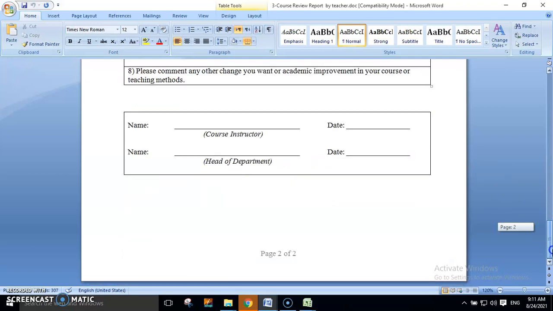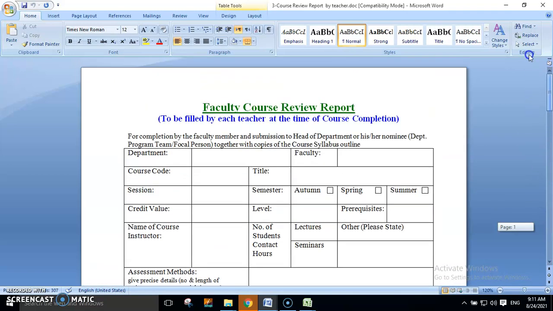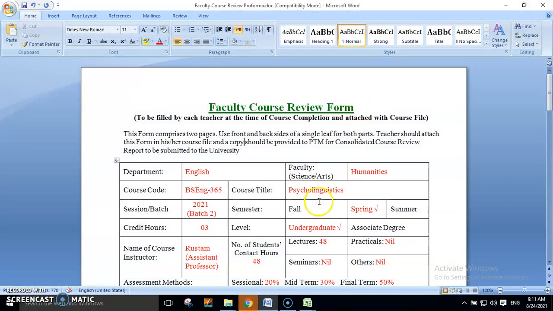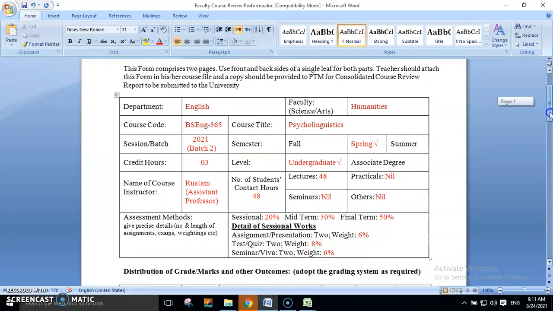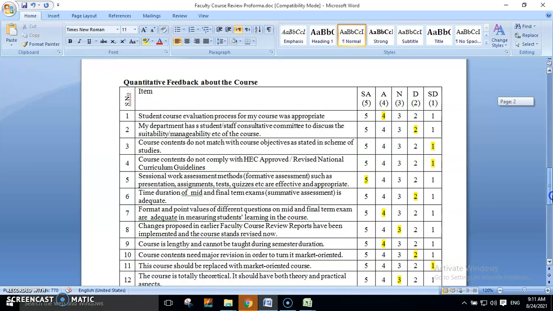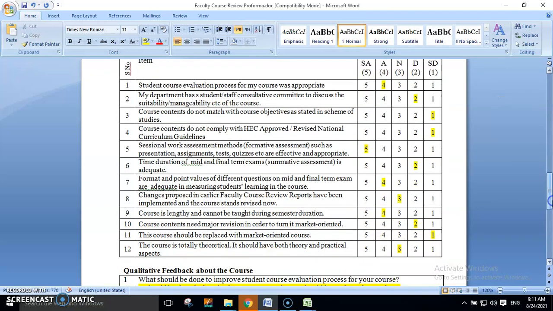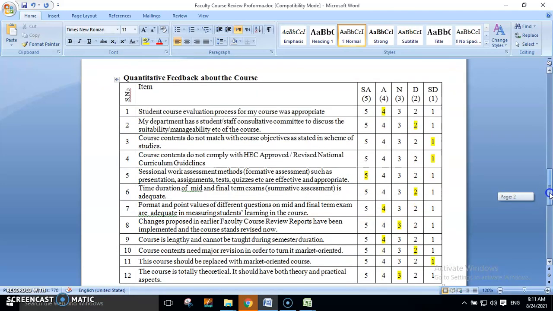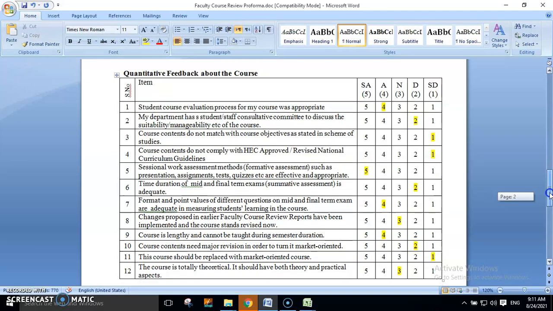So this was the original form, as you can see. This has been replaced with this amended form. I have provided this sample, as you can see. All the open statements have been converted into a close-ended questionnaire, because it will be easy later on for the PTM or focal person to generate an analysis report.